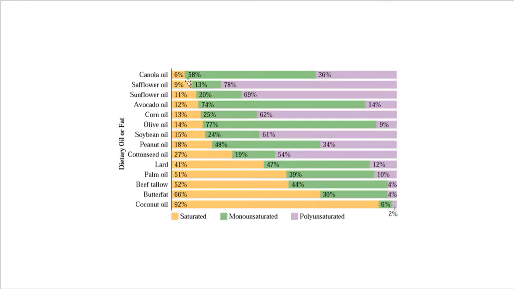Here you can see in this graph, for example, canola oil that contains only 6% of saturated fatty acid, 58% of monounsaturated, and 36% of polyunsaturated. While coconut oil contains 92% of saturated fatty acid and only 6% of monounsaturated fatty acid.